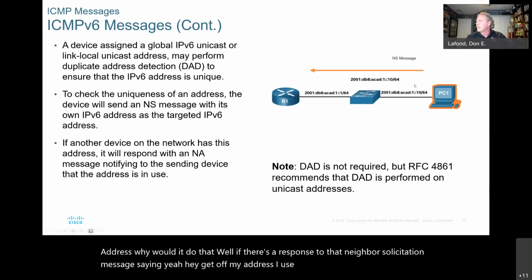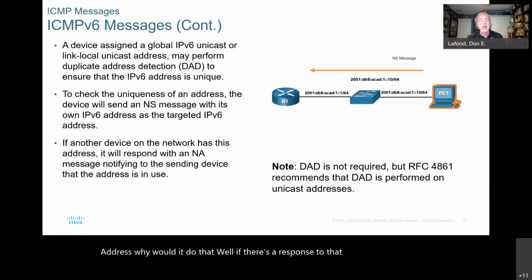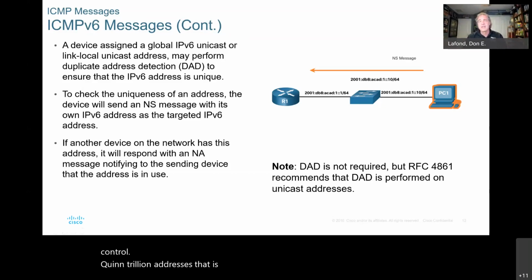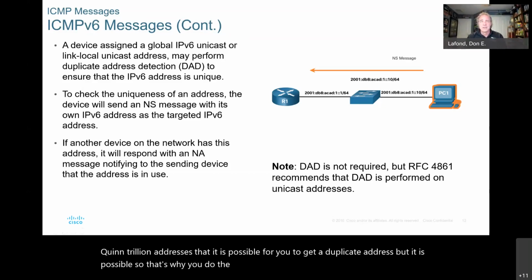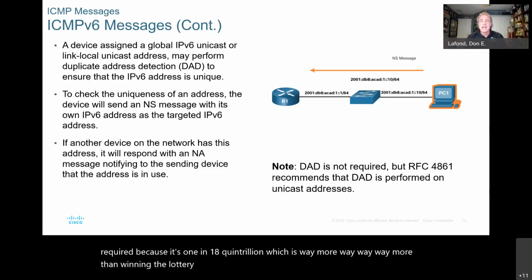then remember we talked about addressing earlier. There are 18 quintillion addresses, so it is 1 in 18 quintillion that you could get a duplicate address, but it is possible. So that's why you do duplicate address detection, DAD. Now, DAD is not required because it's 1 in 18 quintillion, which is way harder than winning the lottery. It's still possible, and RFC 4861 recommends that duplicate address detection is performed on all unicast addresses.